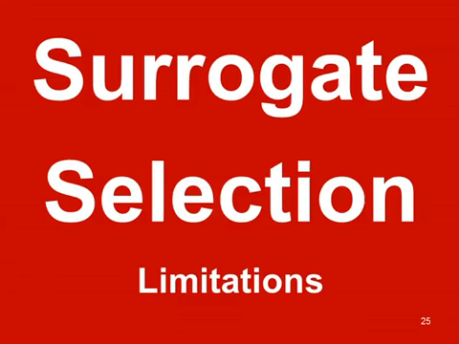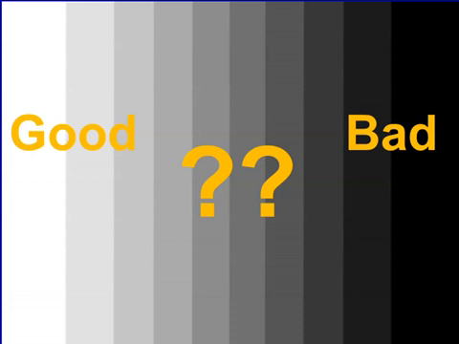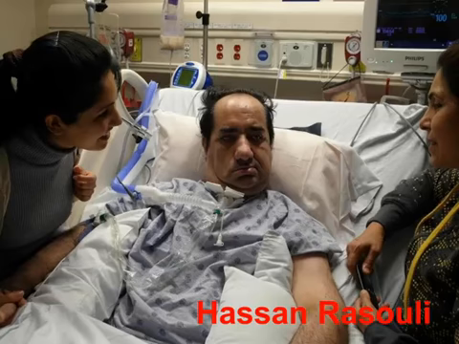Now, there are some important limitations to surrogate selection as a dispute resolution mechanism. First, it's often unclear if the surrogate really is being a bad surrogate, really whether they're acting contrary to patient instructions, because it's not quite clear what the patient instructions are. Right? There are some black and white cases, but a lot of the cases are gray.